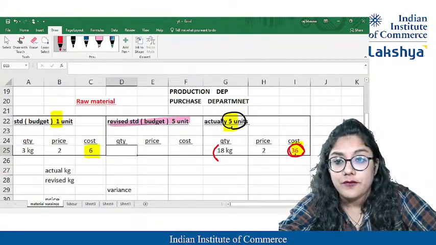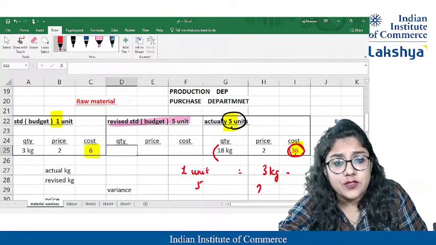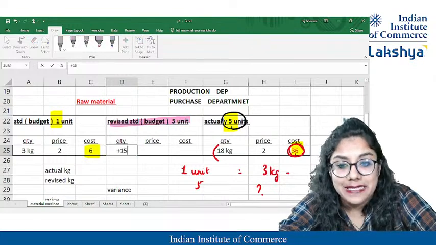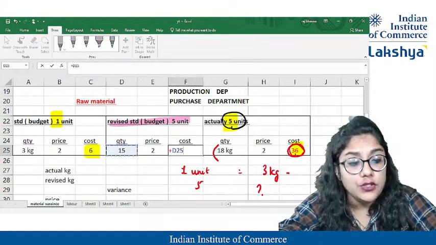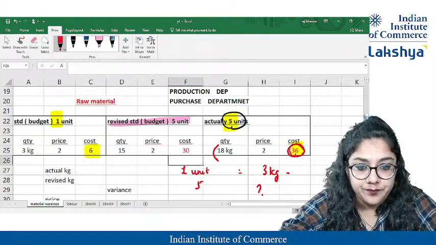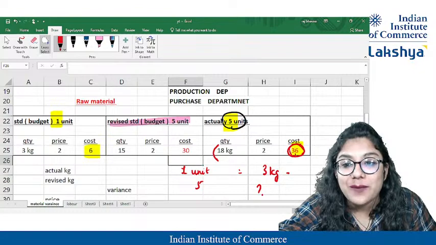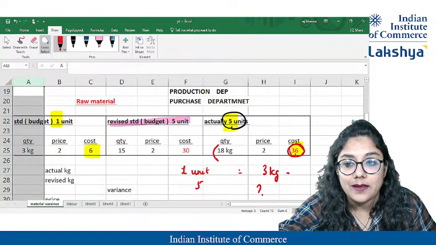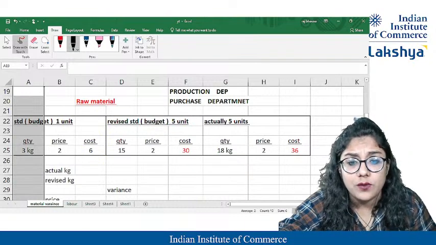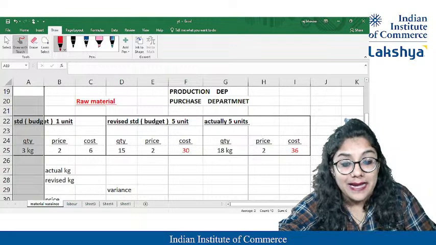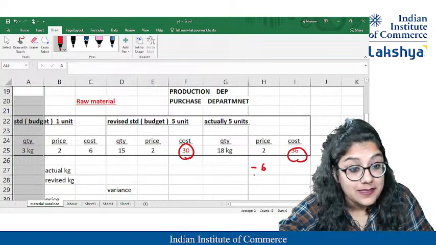Let's say for one unit, what you thought initially, you required 3 kgs. So for 5 units, how much do you require? You will say, okay, ma'am, I require 15 kgs. What price? Whatever you thought on day one, 2. So this is the cost you should have booked: 30. Whereas actually, what is the cost incurred? The actual cost is not 30. I thought it needed to be 30, but eventually it is 36, so it's a negative variance of 6.